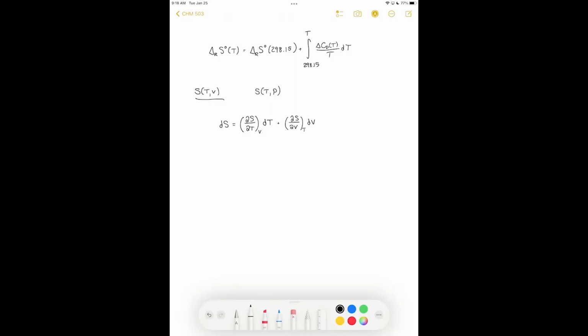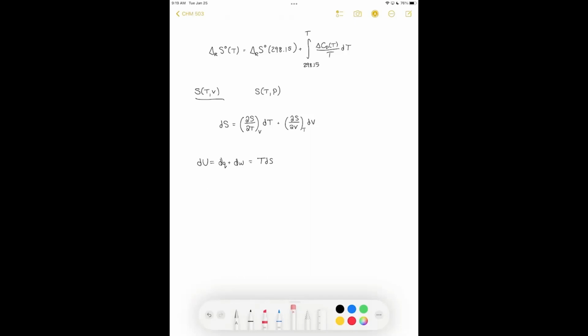Well, we'll start at an interesting place, and we'll start with the total differential for internal energy. So we have dU is equal to dq plus dw. If this is a reversible process, we know that dq is equal to T dS, and this comes from the fact that dq reversible over T is equal to dS, so therefore dq reversible is equal to T dS.